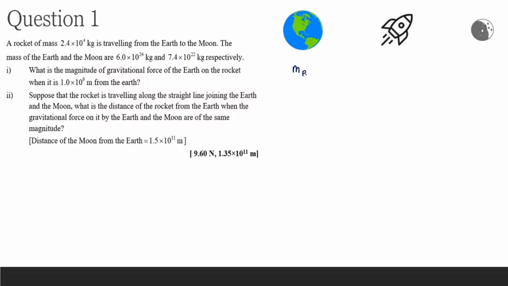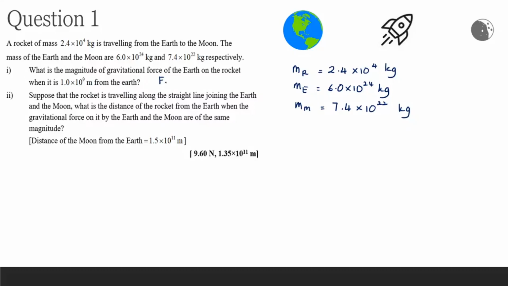Mass of the rocket, I'm going to label it as MR, 2.4 exponent 4 kilograms. Mass of the Earth, 6 exponent 24 kilograms. Mass of the Moon, 7.4 exponent 22 kilograms. Okay, for question number 1, what's the magnitude of gravitational force of the Earth on the rocket?